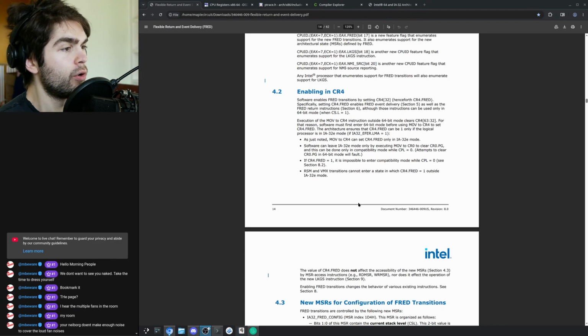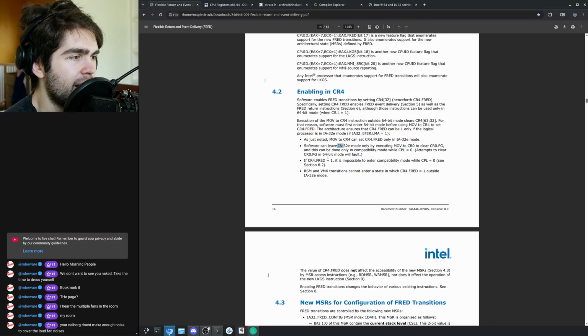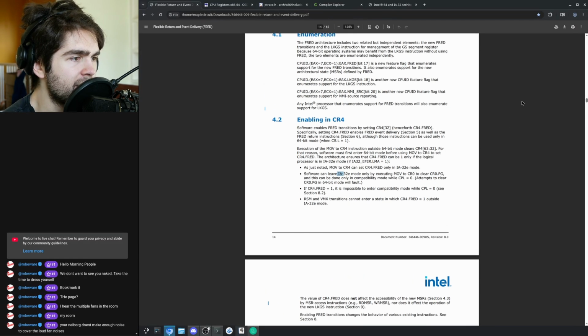I need to focus. Okay, software can leave IA32E mode only by executing move to CR0 to clear CR0.PG, and this can be done only in compatibility mode while CPL equals 0. Attempting to clear CR0.PG in 64-bit mode will fault.